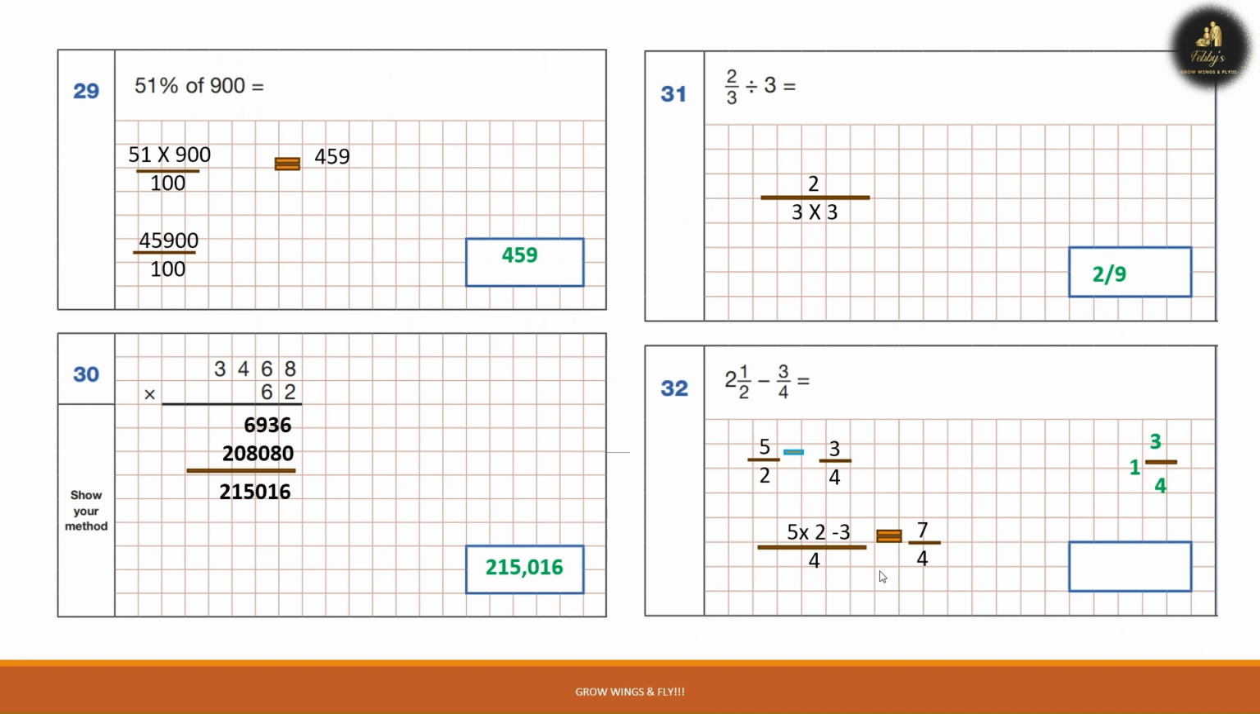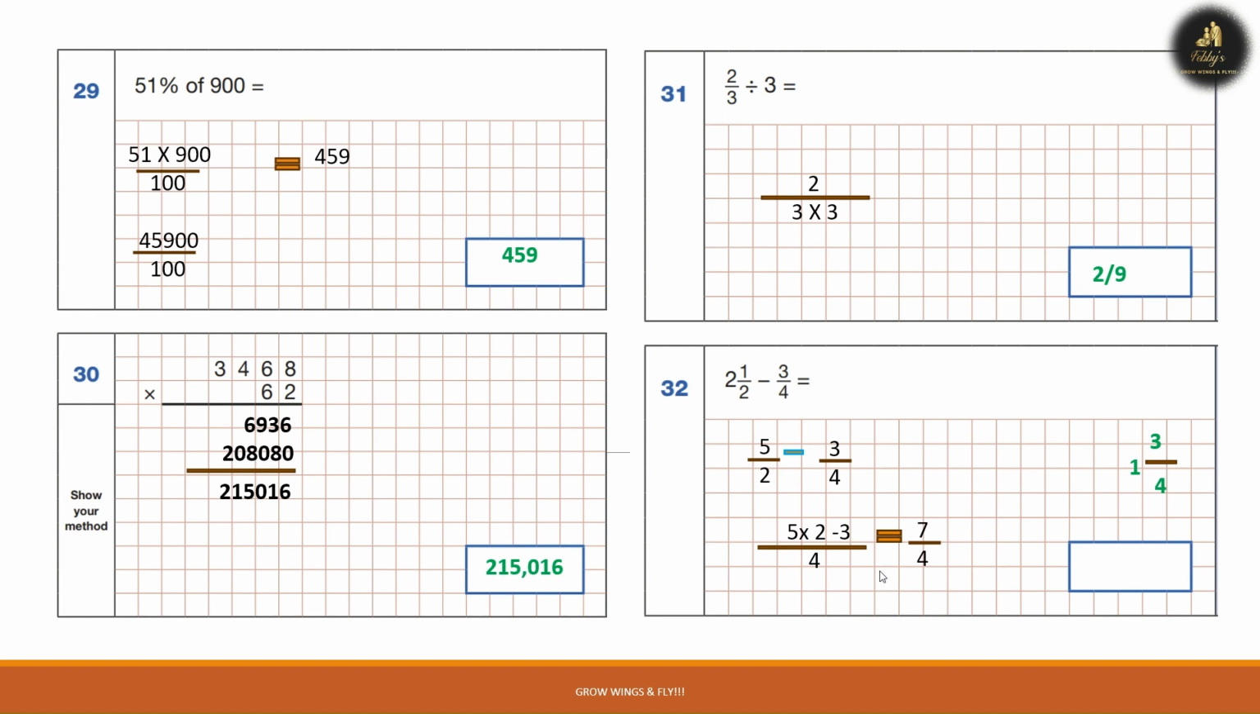In order to do question 29, we multiply 51 and 900. This will give us 45,900. We would then divide this by 100 as it is talking about percentages. Question 30 is all about long multiplication. Check if your answer is correct. If it is, you get full 2 marks, else you may get 1 mark for showing the working.